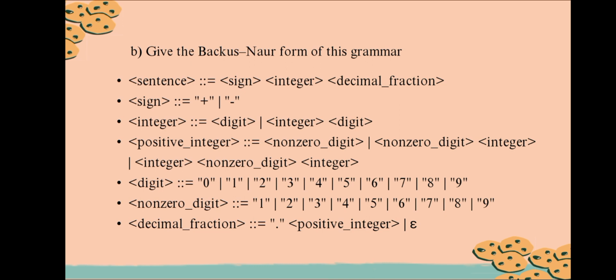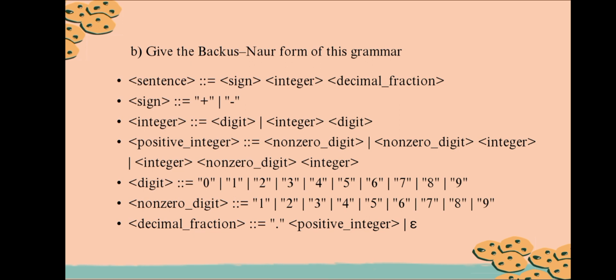It can be a single digit, or a sequence of digits, integer digit. This allows for leading zeros in the integer. The fourth is digit, a non-terminal symbol for a single digit ranging from 0 to 9. The second last is decimal fraction. This is also a non-terminal symbol that represents the optional decimal part of the number. It can be the empty string, indicating no decimal, or a period followed by a sequence of digits, positive integer.